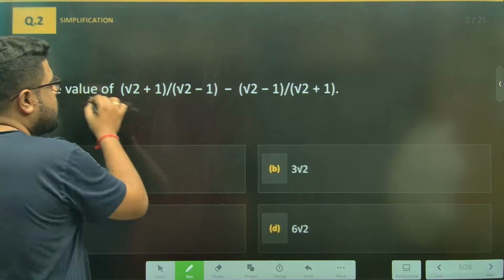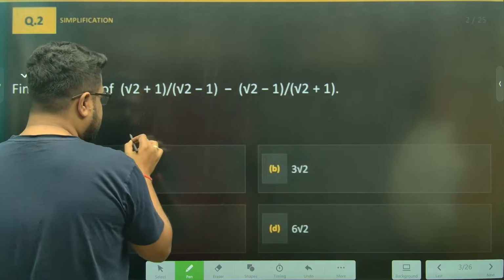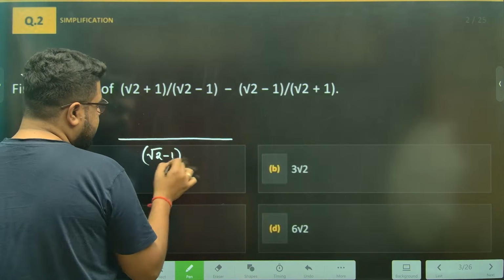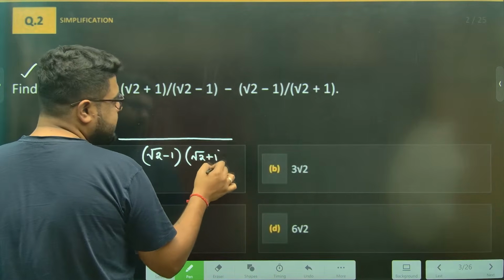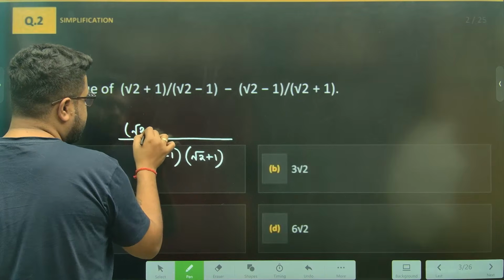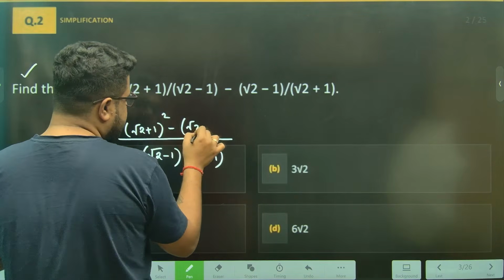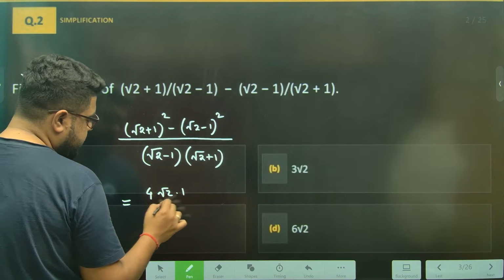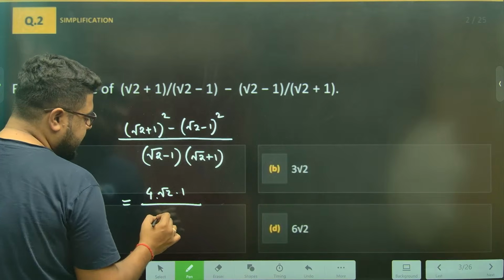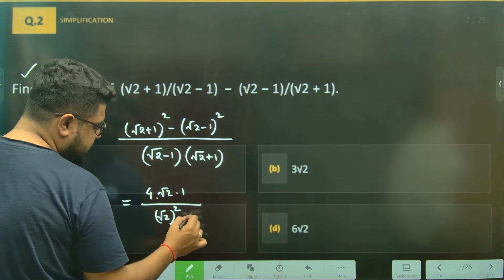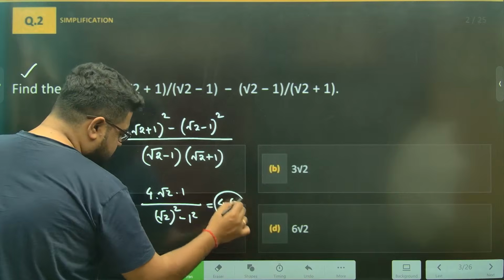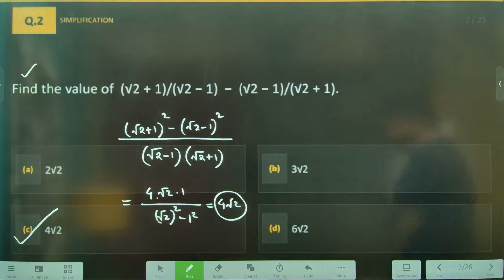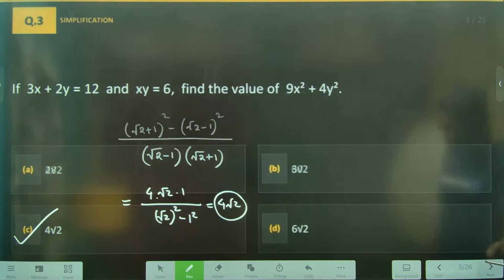Second question: root 2 plus 1 by root 2 minus 1, minus this. As I told you, auto rationalization happens over here. So the denominator will be root 2 minus 1 into this. Then it will be root 2 plus 1 whole square minus root 2 minus 1 whole square. A plus B whole square minus A minus B whole square is 4AB, by root 2 square minus 1 square. So your answer is 4 root 2. Option C is your correct answer. Very simple question.